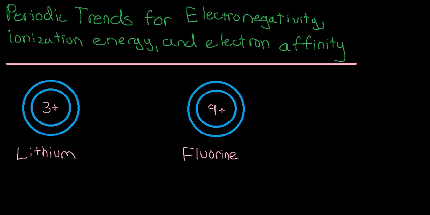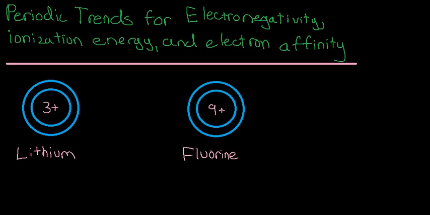So just really quickly, to refresh your memory, electronegativity is how badly an atom is going to hog electrons. How much is it going to want to steal them from the other atom? Ionization energy is how hard it is to pluck an electron away from something. Electron affinity is how bad does something want to grab another electron.